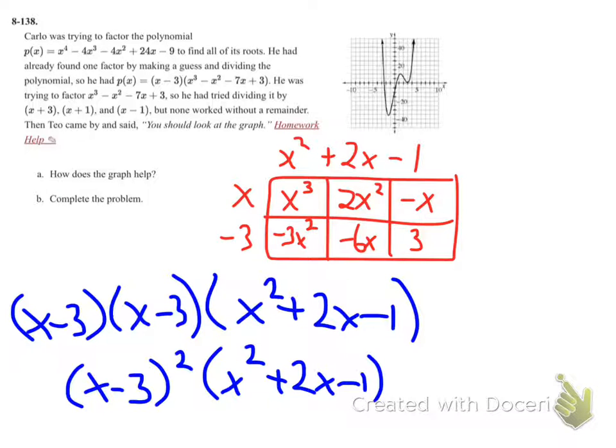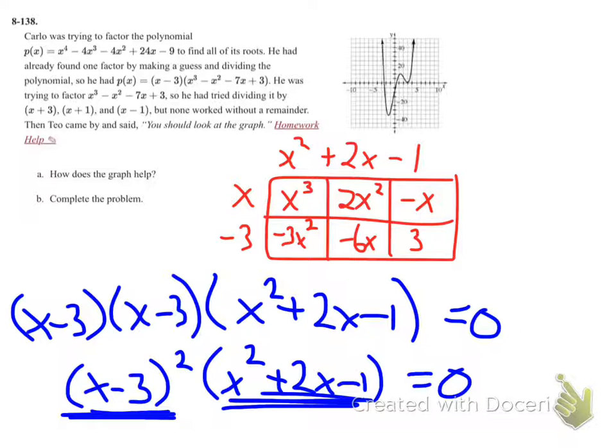So now, since this is a double root, I'm going to get x equals 3 with that. But now I need to solve this one with zero product property. So remember, this is equal to 0 if we're solving this for the x-intercepts or the roots. So now I need to take x squared plus 2x minus 1 equals 0 and do my zero product property. To solve this, I'm going to go and do the quadratic formula.